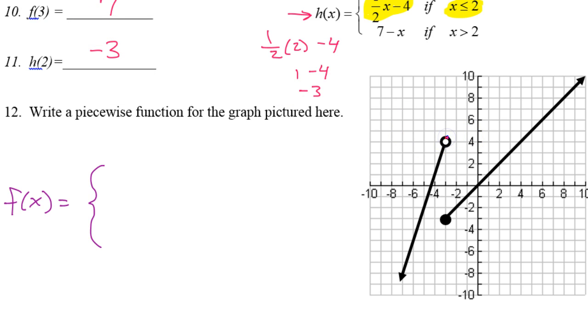Okay, this will be my blue function. All right, so I've colorized this, and so I've got my blue piece and my red piece. I need an equation for each. So let's start with the blue piece.